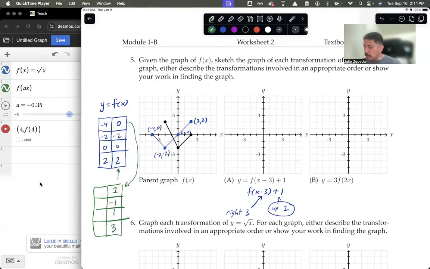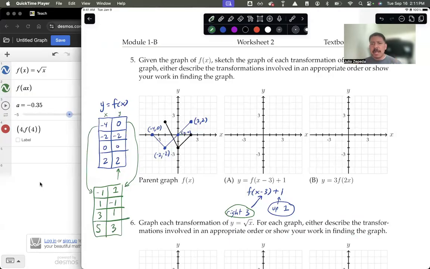And if I'm going to move to the right 3 units, to the right 3 is increasing the x values by 3. And so these original x values are going to increase by 3. I'm going to add 3 to each one of them. So I'll start with a -4 and add 3 to it. -4 plus 3 is -1. -2 plus 3 is 1. And 0 plus 3 is 3. 2 plus 3 is 5. These are my new points.